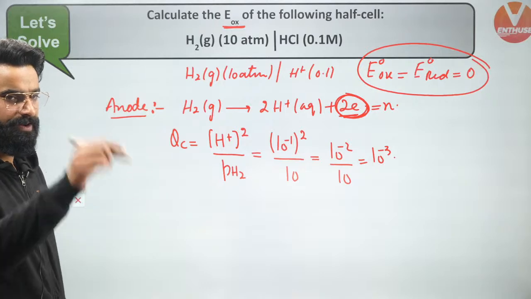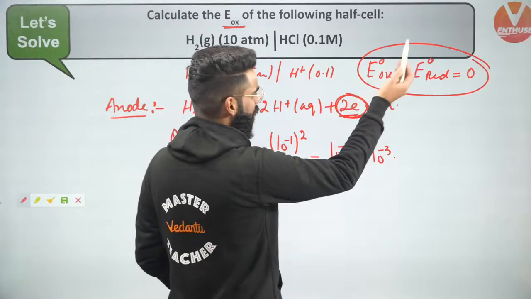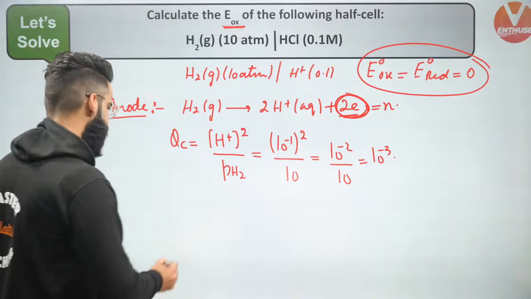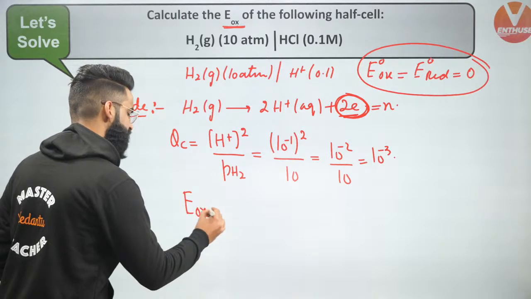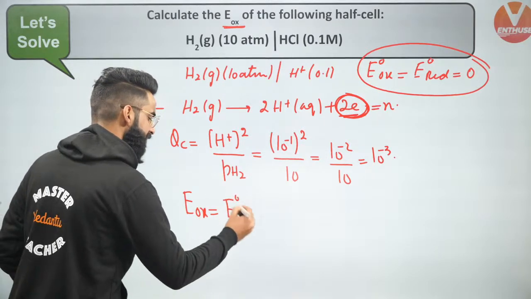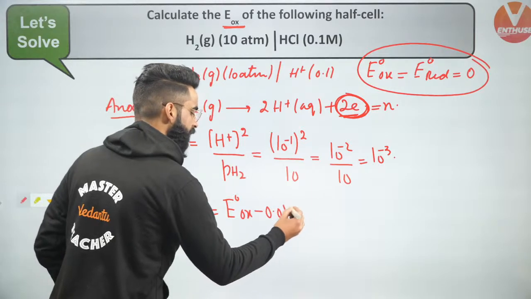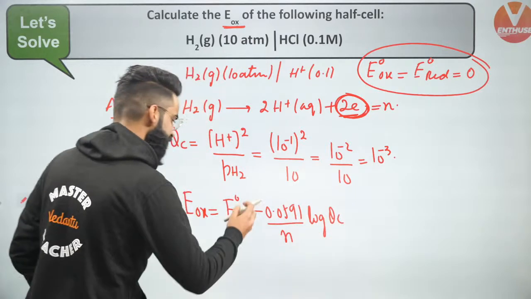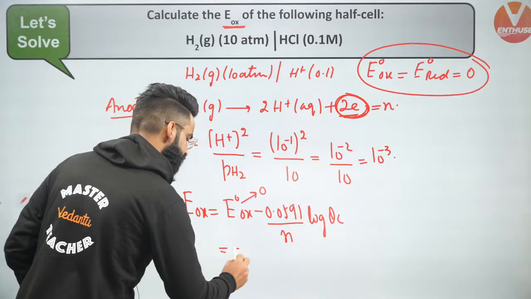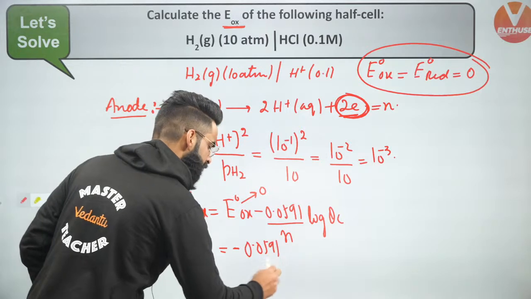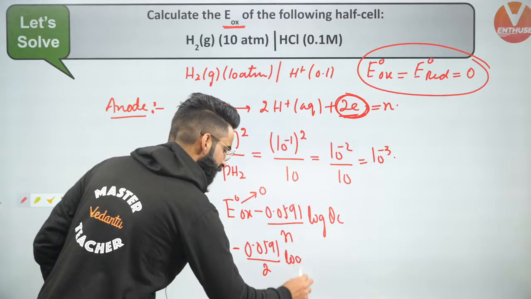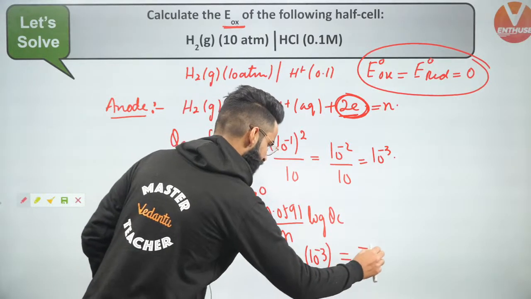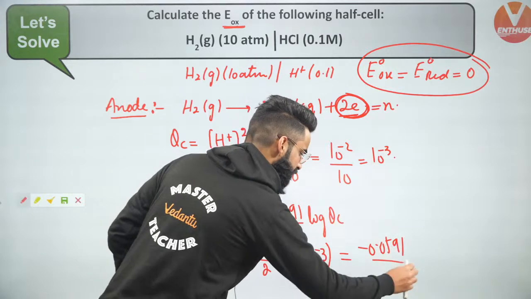Number 1. Yeah. Now guys, E naught oxidation, E naught reduction, which we already know that's always 0 for the hydrogen electrode. I can simply use the Nernst equation. I can get the oxidation potential of this electrode under non-standard conditions. It is going to be E naught oxidation minus 0.0591 divided by N, and it's going to be log of QC. Yes? Right? This value is equal to 0. So you'll be getting the answer as minus 0.0591 divided by N value you got to know as 2. It's going to be log of QC. QC is simply 10 power minus 3. Yes. So you're getting it as minus 0.0591 divided by 2.